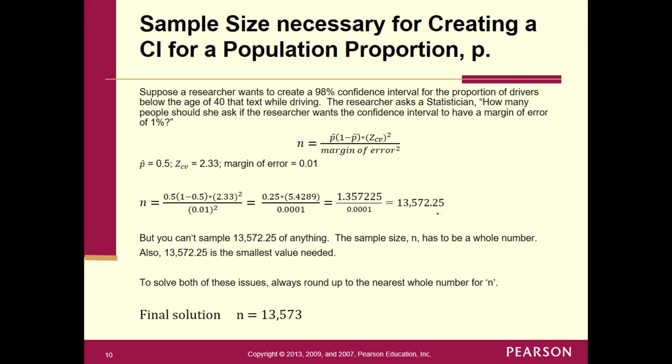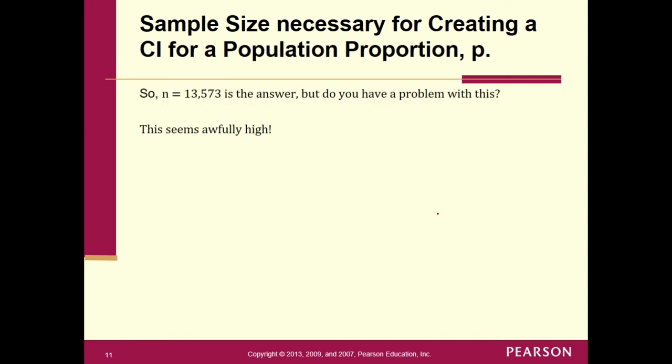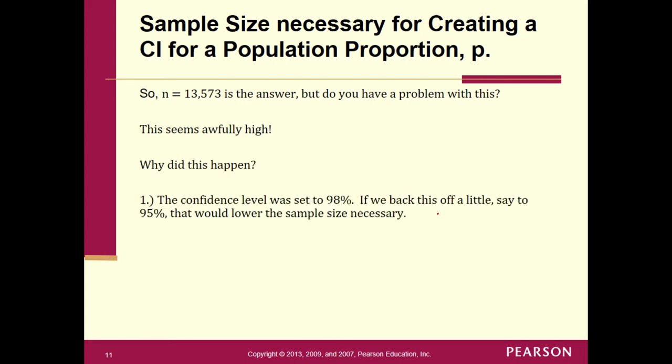Now that's a bit of a problem here. That seems like an awfully large sample size, right? That seems awfully high, and it is. Why did this turn out to be so high for this particular problem? Well, first of all, the confidence level was set to 98%. If we back this off a little bit, say to 95%, that would lower the sample size necessary.